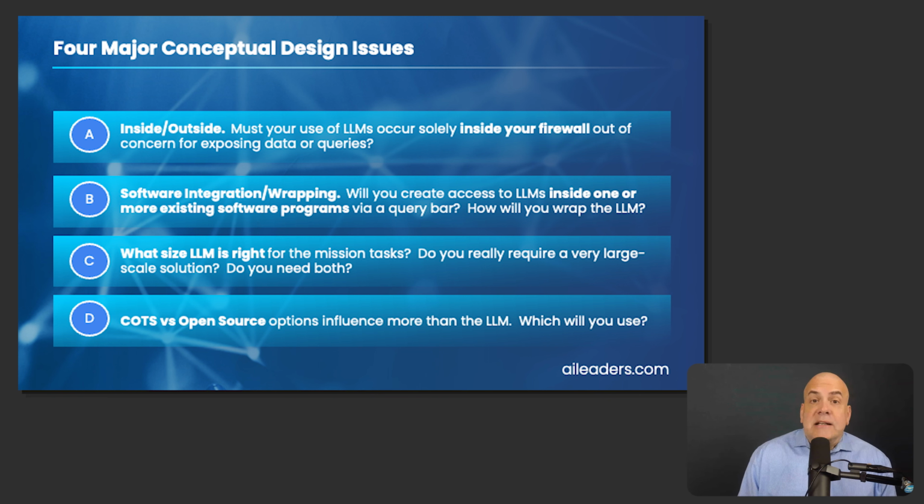How big does the LLM need to be? We'll explain what we mean there, but going to the super large ones is not necessarily the right answer for all tasks. And as a leader, it's a key design question for you to key in on. And then the last is there are COTS and open source options here. You need to understand them and then make the best decision for your organization.